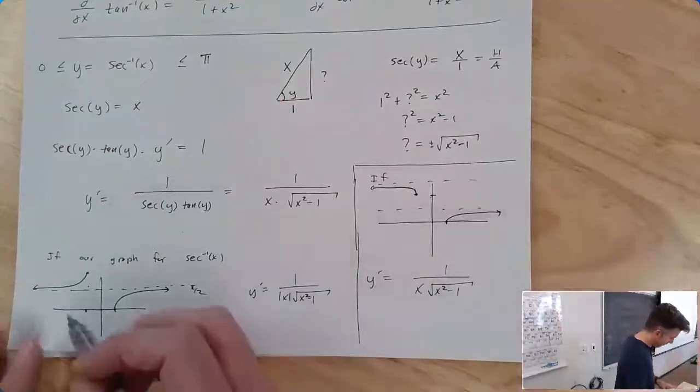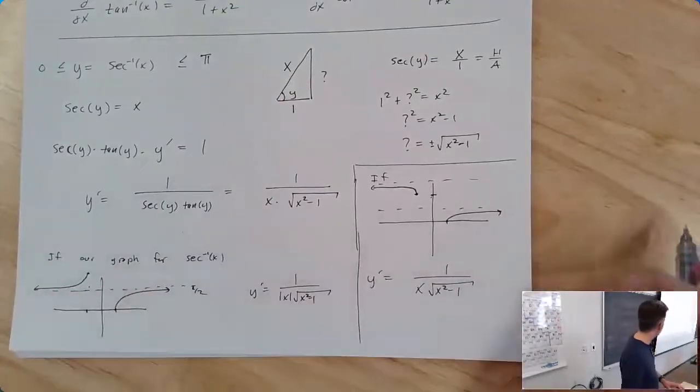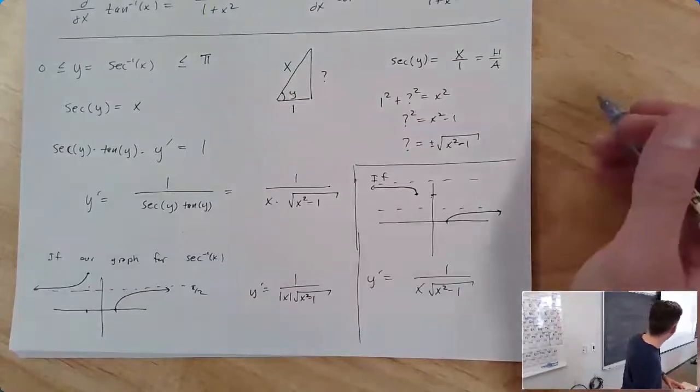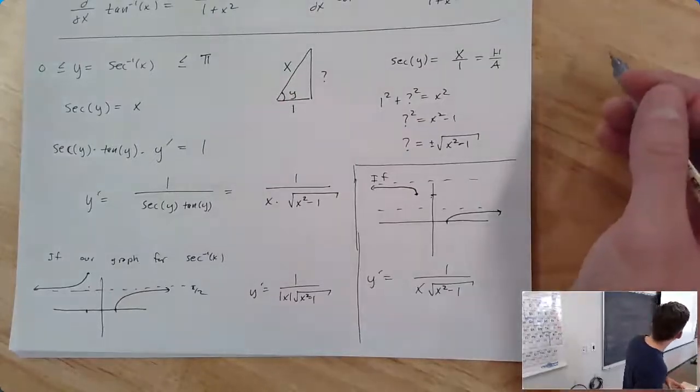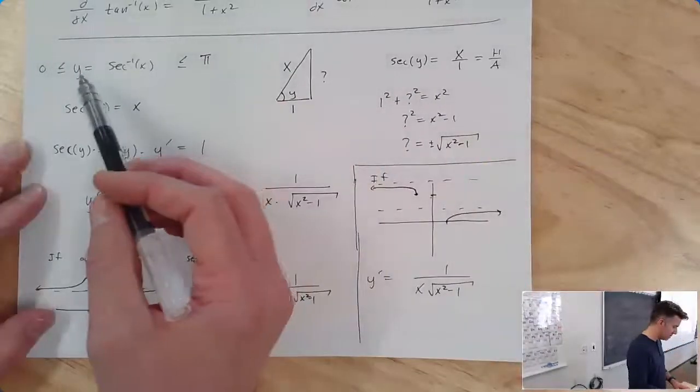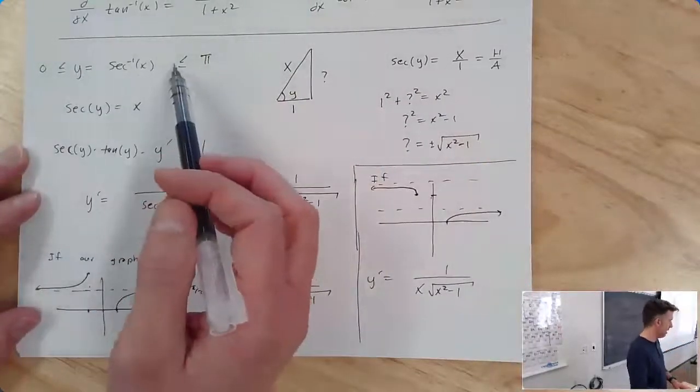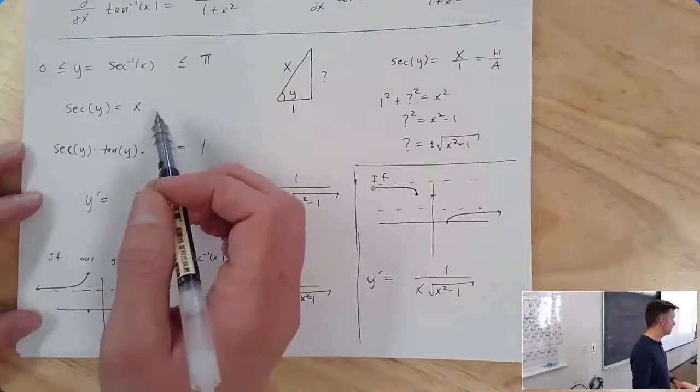On the other hand, if I'm over on this side here, well, then my angle was between pi over 2 and pi, which means secant is negative.